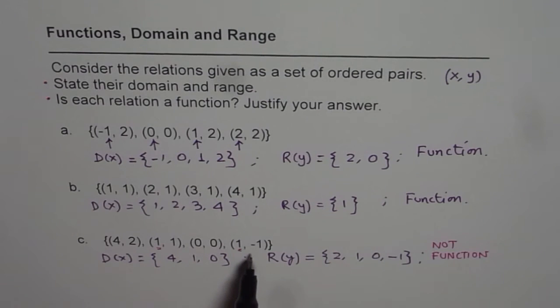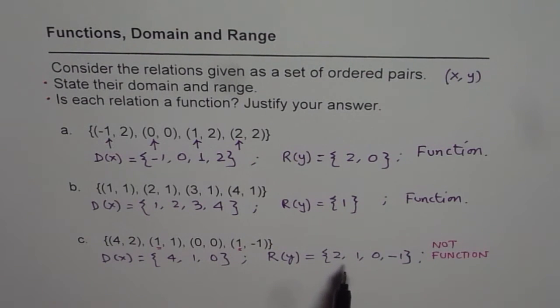Another interesting fact you will observe here is that the number of elements in the domain is less than the number of elements in the range. There are only 3 elements in the domain, and in the range we have 4. Whenever the number of elements in the range is more than the number of elements in the domain, for sure we can say that it is not a function.